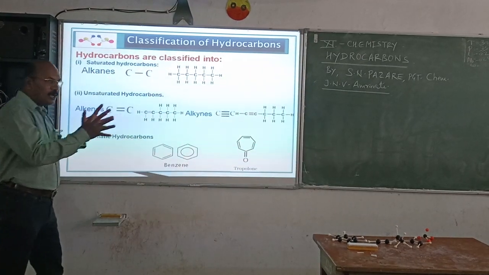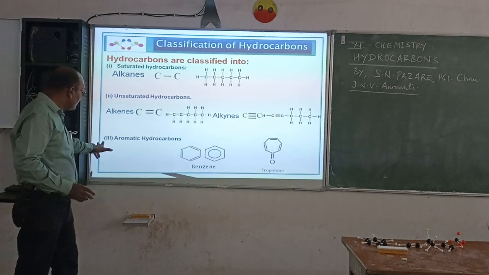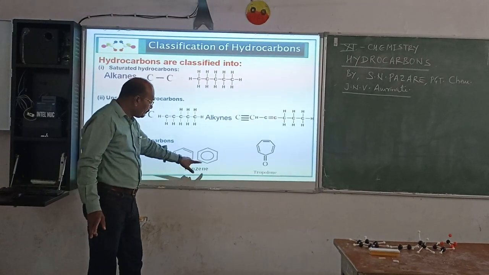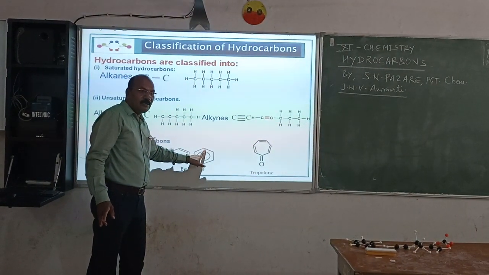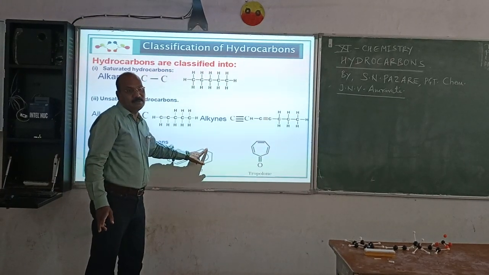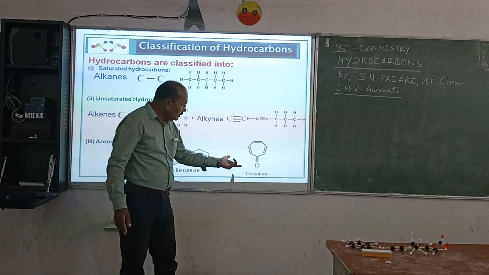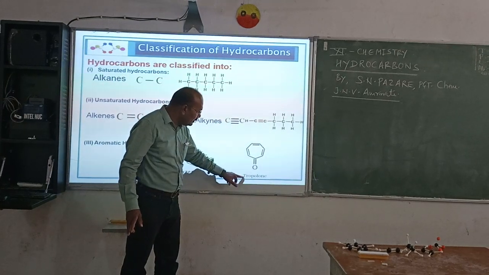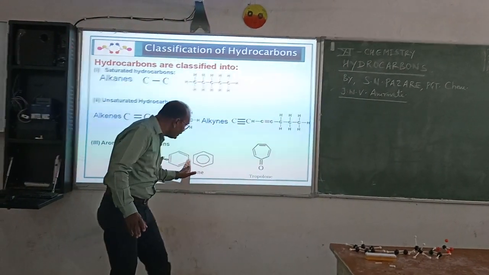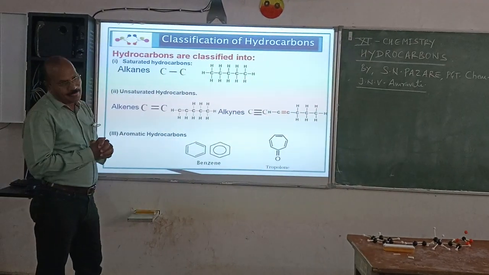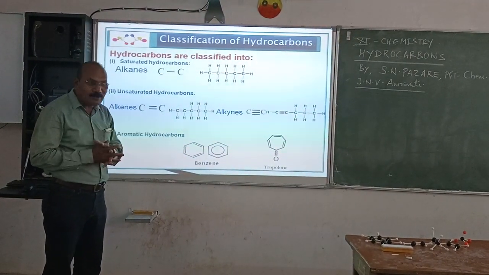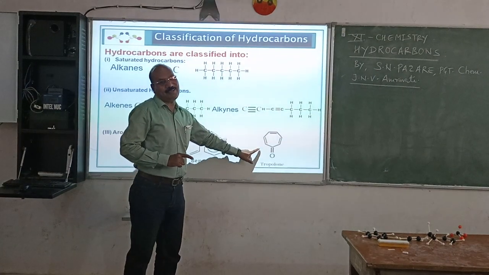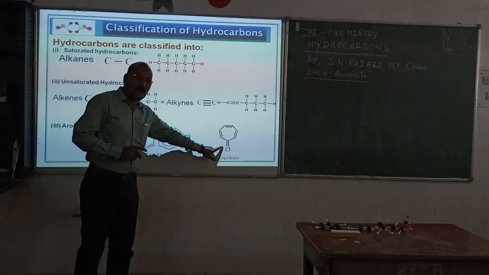Now below this, just now explained by the students, this is the aromatic hydrocarbon, benzene. This is the structure of benzene. This is a circular ring in which electrons are distributed throughout the ring. And the compound which is formed from benzene is phenol. What is the difference between benzene and phenol? Sir, benzene contains 6 carbon, 6 hydrogen. Yes. Phenol contains 6 carbon, 5 hydrogen and one hydroxyl group attached to the carbon.